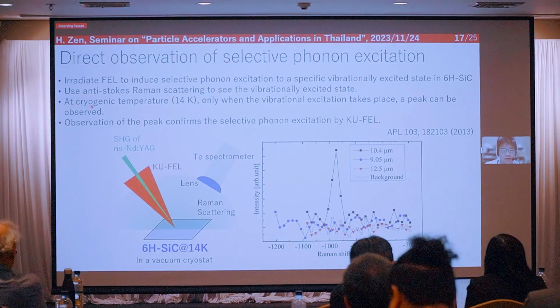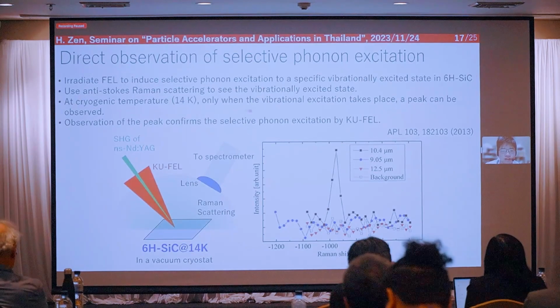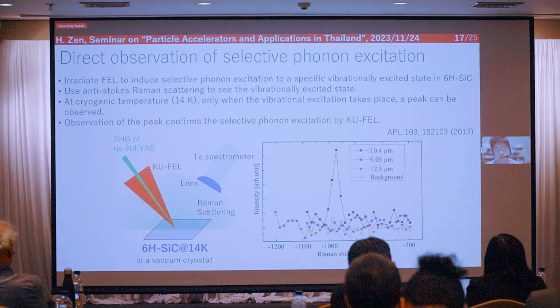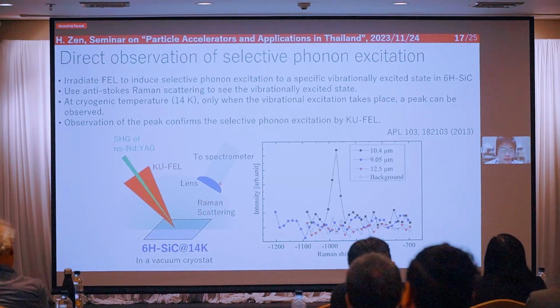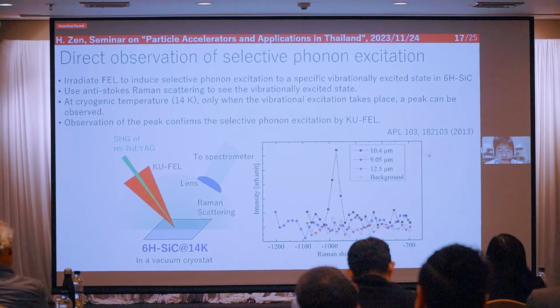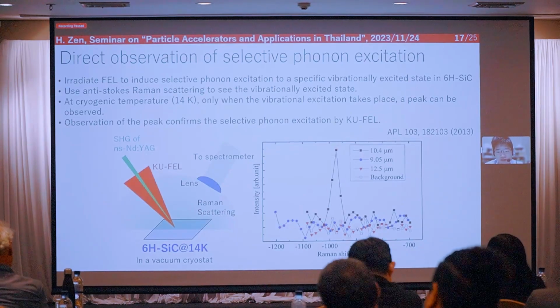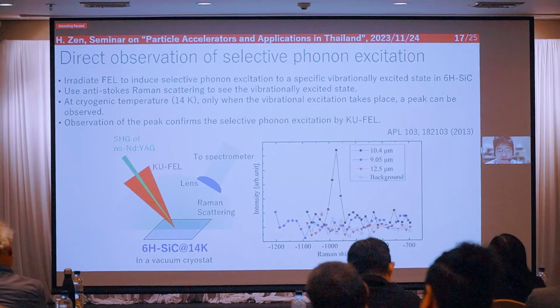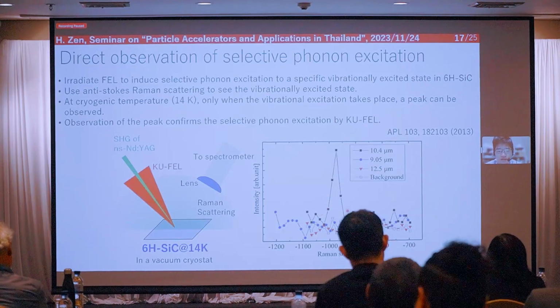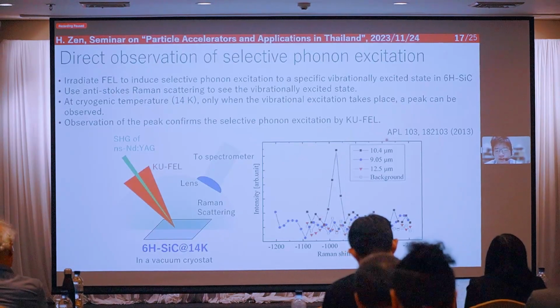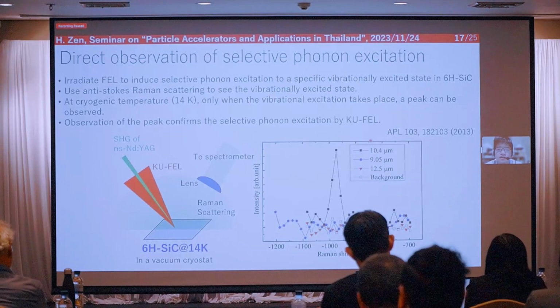At cryogenic temperature, only when the vibrational excitation takes place, a peak can be observed in the anti-Stokes Raman scattering spectrum. And this is the result, and we could see the peak at a certain condition, and this is the indication of the selective phonon excitation by mid-infrared free-electron laser. These results were published in APL in 2013.